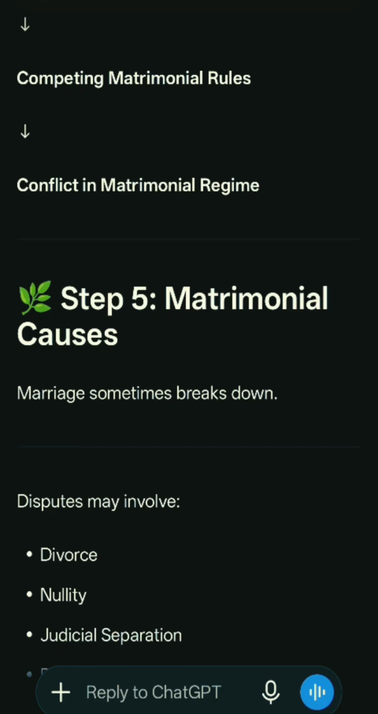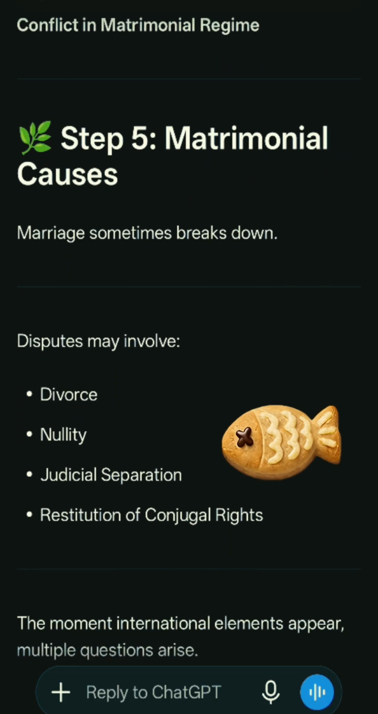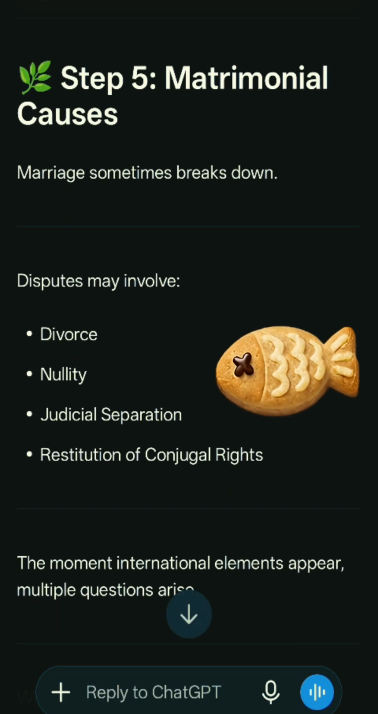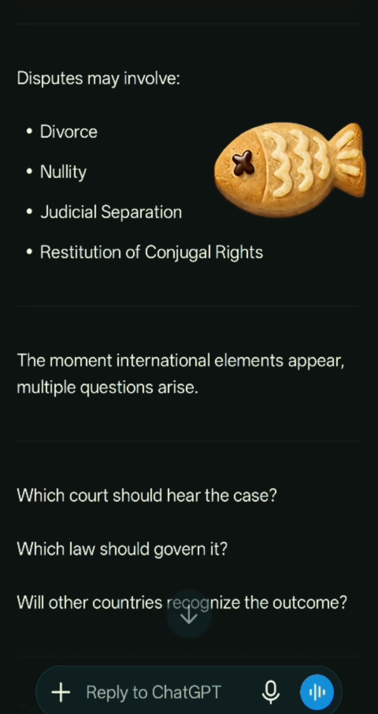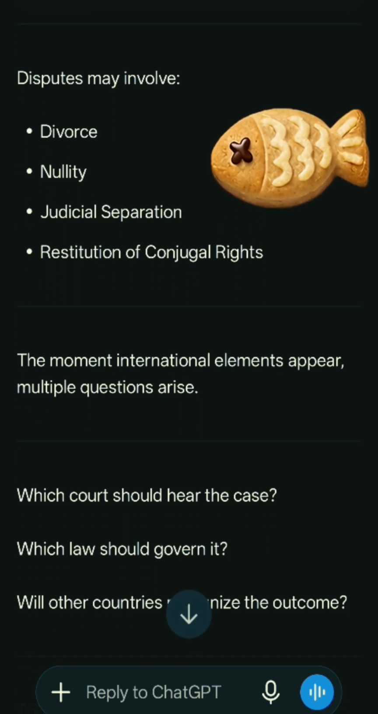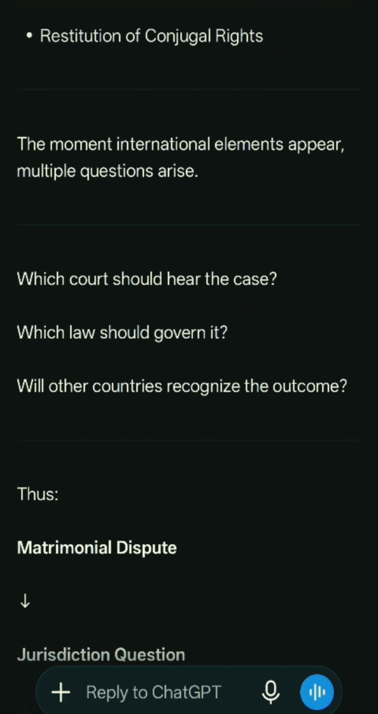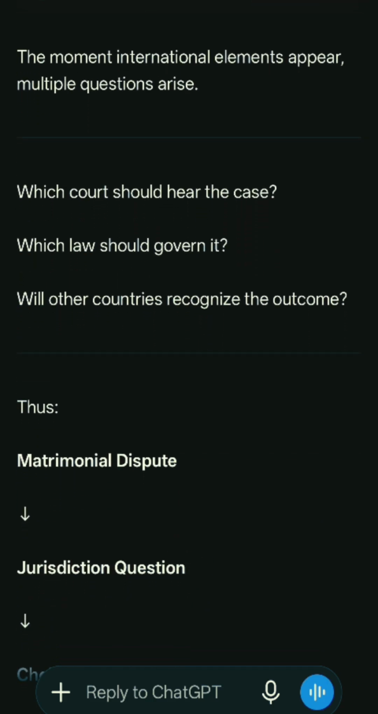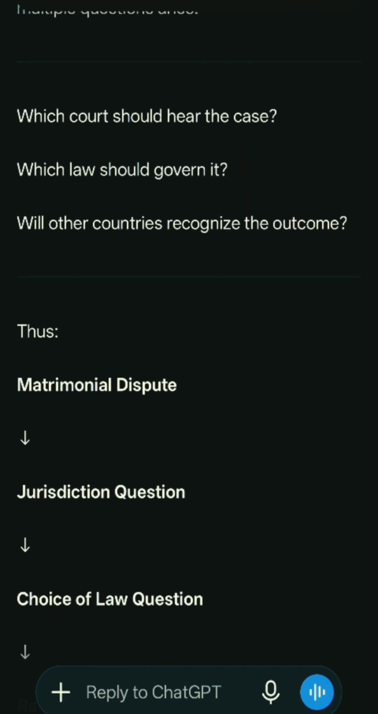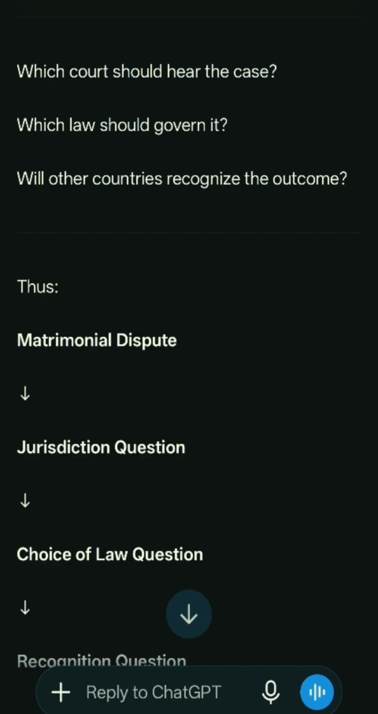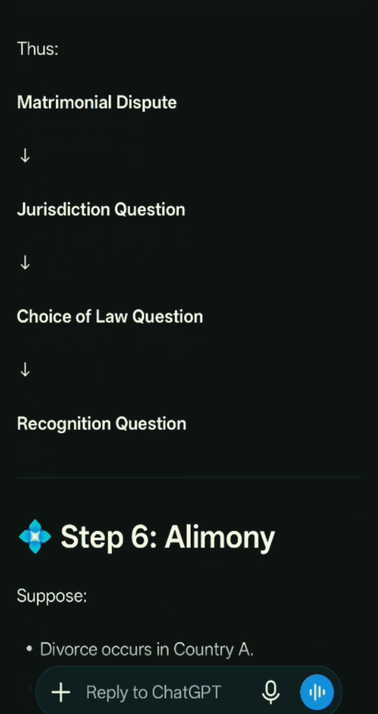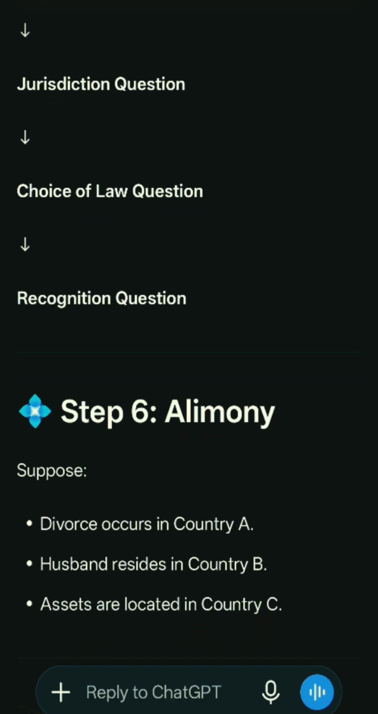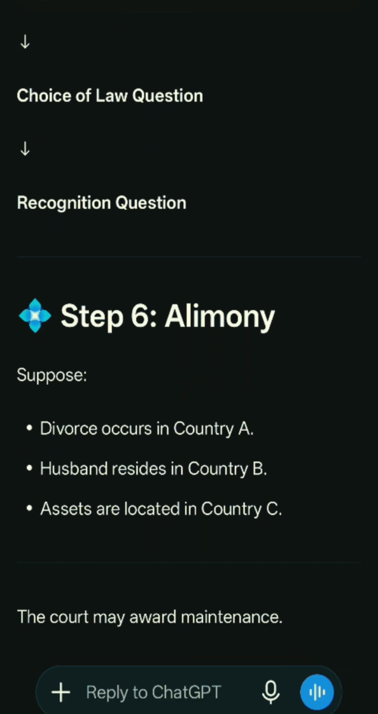Step 5. Matrimonial causes. Marriage sometimes breaks down. Disputes may involve divorce, nullity, judicial separation, restitution of conjugal rights. The moment international elements appear, multiple questions arise. Which court should hear the case? Which law should govern it? Will other countries recognize the outcome? Thus, matrimonial dispute, jurisdiction question, choice of law question, recognition question.